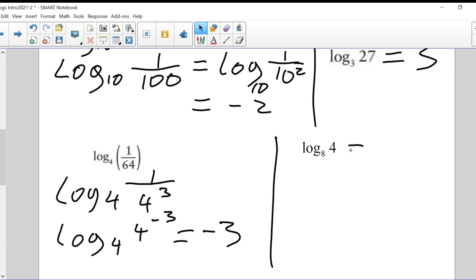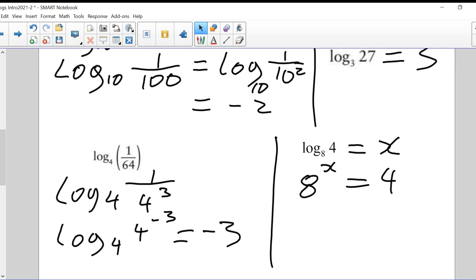First of all, I'm going to set this equal to x, just like we did the last few times. And then I'm going to write this in exponential form. So what does this look like in exponential form again? I forget. Help a teacher out here. What does this look like in exponential form? That's the log form. Give me the exponential form of that same expression. 8 to the power of x. Okay, good. 8 to the power of x equals 4.